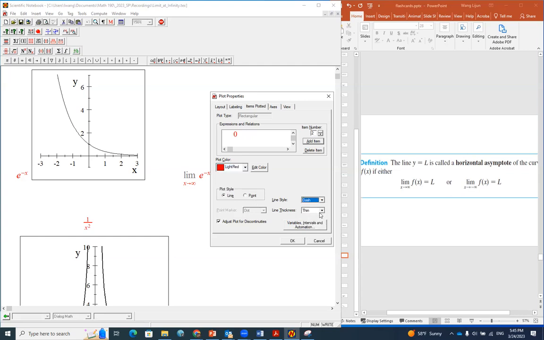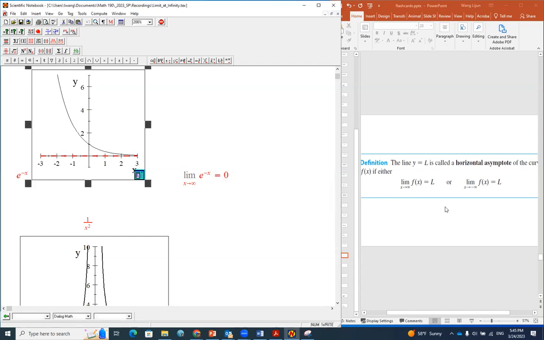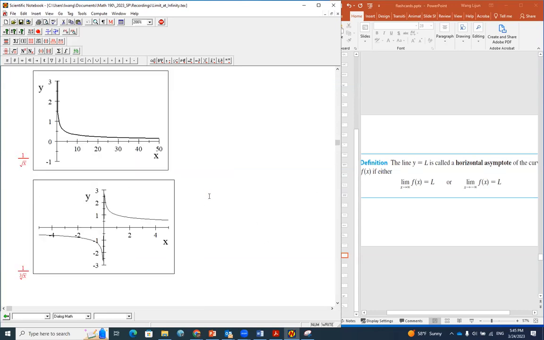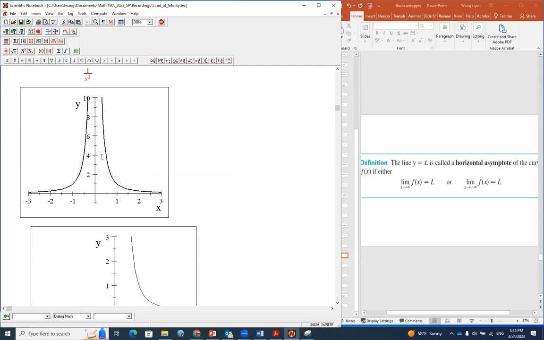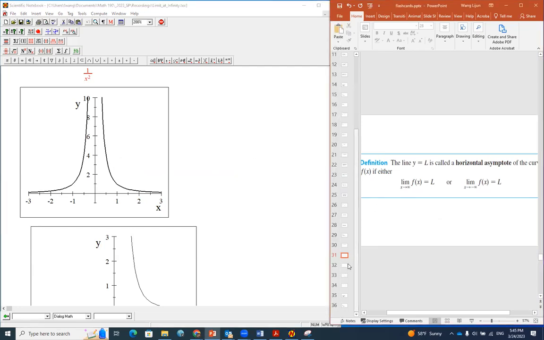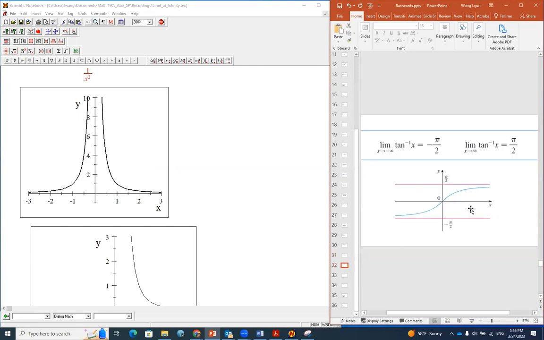We have learned horizontal asymptote before. So now we have a formal, intuitive definition. For any horizontal asymptote, either the limit of the function at infinity is L, or the limit of the function at negative infinity is L, right? So look at some other examples, such as 1 over x squared, right? We're going to come back to talk about these examples some more. We'll continue with our next useful property.